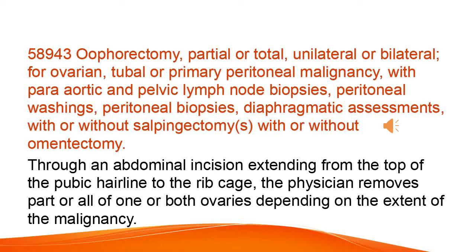Oophorectomy, partial or total, unilateral or bilateral, for ovarian, tubal or primary peritoneal malignancy, with para-aortic and pelvic lymph node biopsies, peritoneal washings, peritoneal biopsies, diaphragmatic assessments, with or without salpingectomy, with or without omentectomy. Through an abdominal incision extending from the top of the pubic hairline to the rib cage, the physician removes part or all of one or both ovaries depending on the extent of the malignancy.